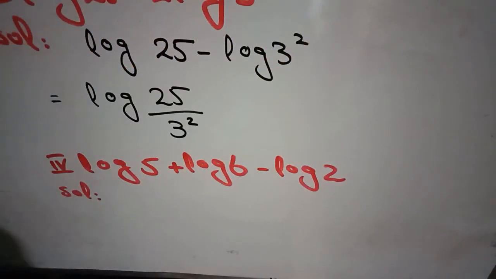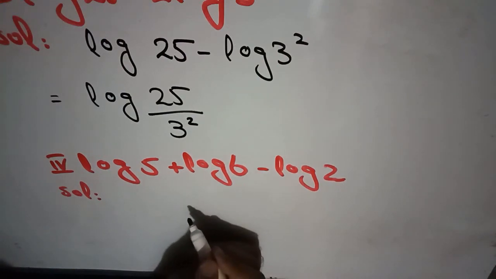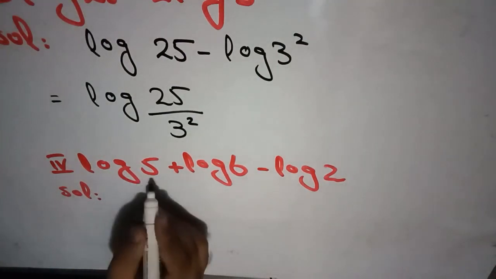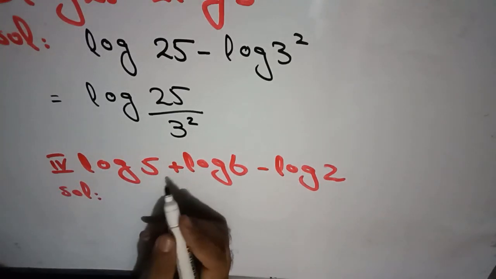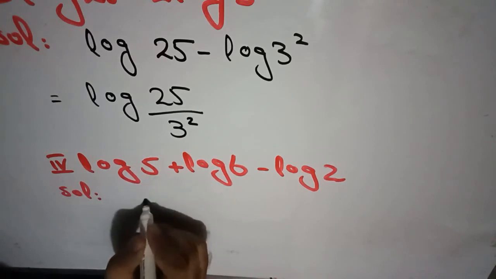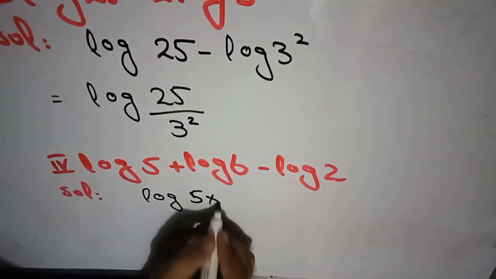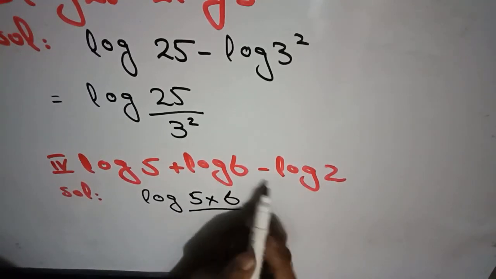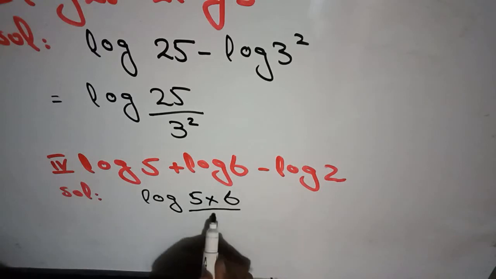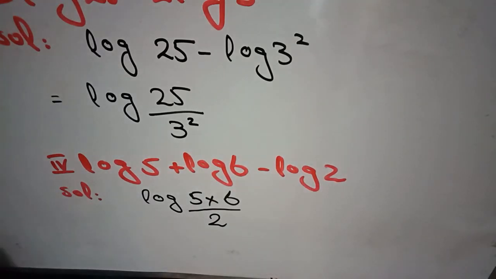In the next part you will use the properties of the log, similar to your previous question. Both of these logs have the positive sign, so it will change directly into the product sign, like log 5 multiplied by 6. This negative sign will change into division and 2 can be written in the denominator. So this is the answer.